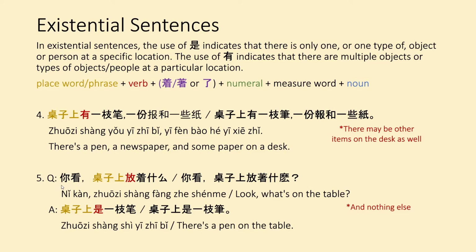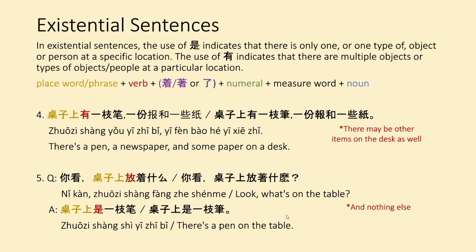So if someone asks you 你看桌子上放着什么? Look, what's on the table? You can answer 桌子上是一支笔. There's a pen on the table, and this is a singular pen. Note that in this situation, there is a pen and nothing else on the table, and that's because we are using 是 in this sentence.